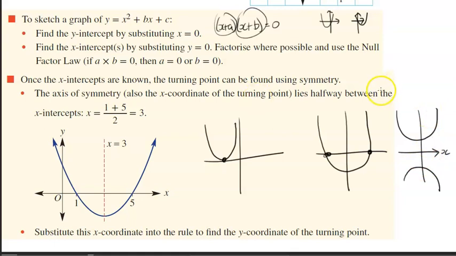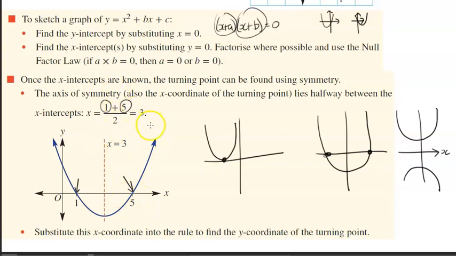Once you've done that, once the X-intercepts are known, the turning point can be found using what we call symmetry. And this is really simple. The axis of symmetry lies halfway between the two X-intercepts. So in this scenario here, they've got the X-intercepts as 1 and 5. To find this halfway point, you find the distance in between and then split that in half.